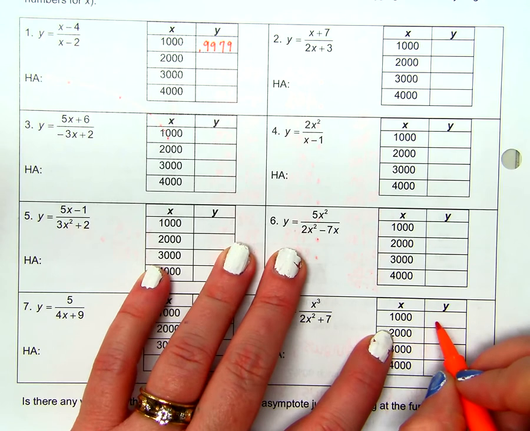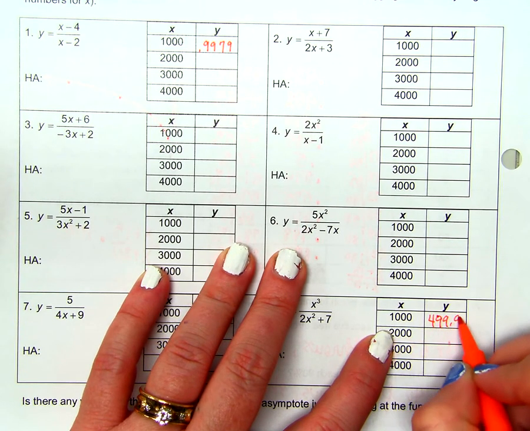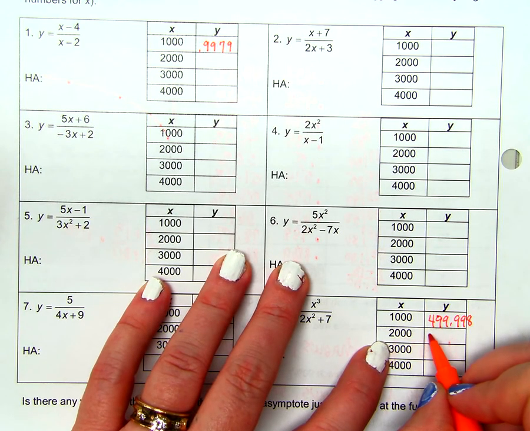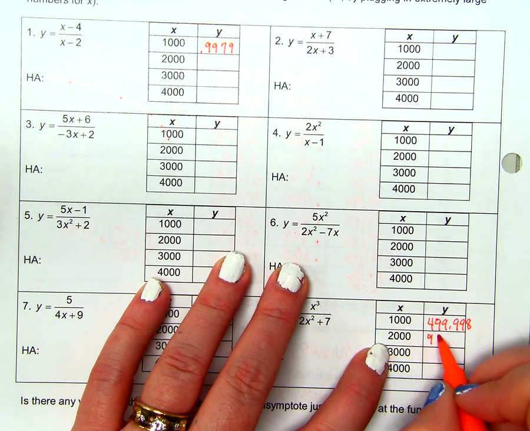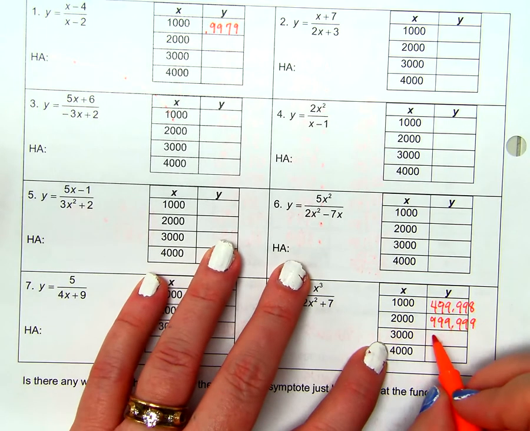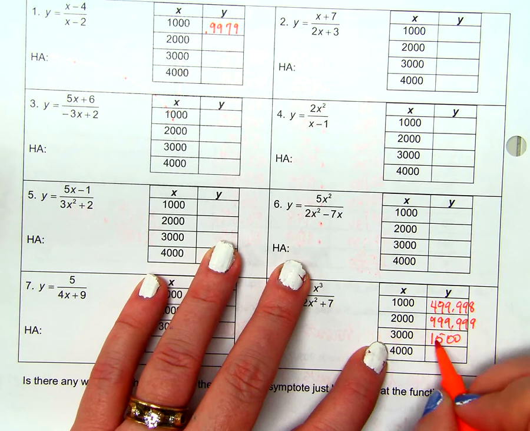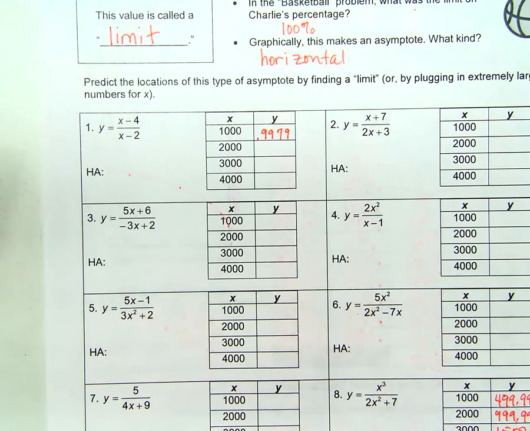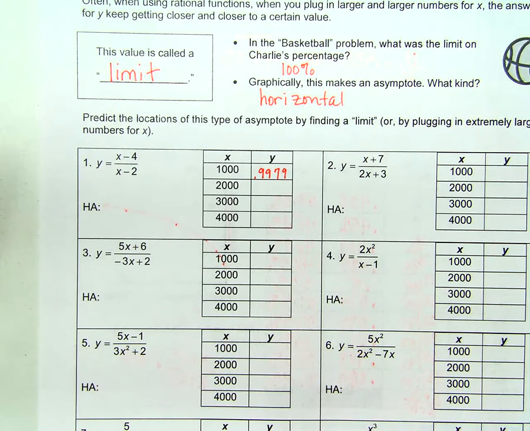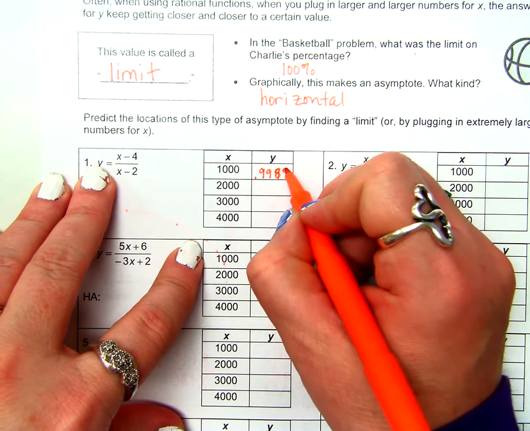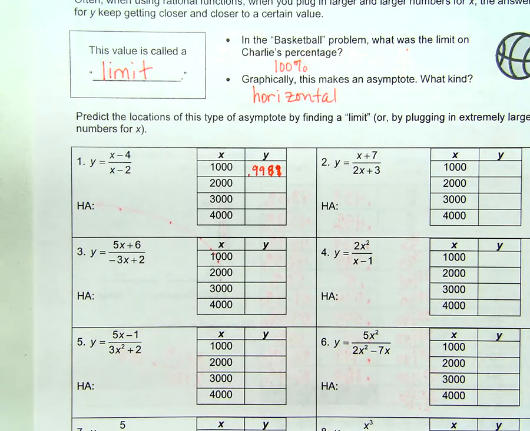1,000 is 499.998. Okay. And then 2,000 is 999.999. Okay. 3,000 is 1,500. And 4,000 is 1,000. Okay. Anybody want to correct my error on number 1, by the way? Okay, I do. It should just be that, because if we're going to round it, it's got to be appropriate rounding.